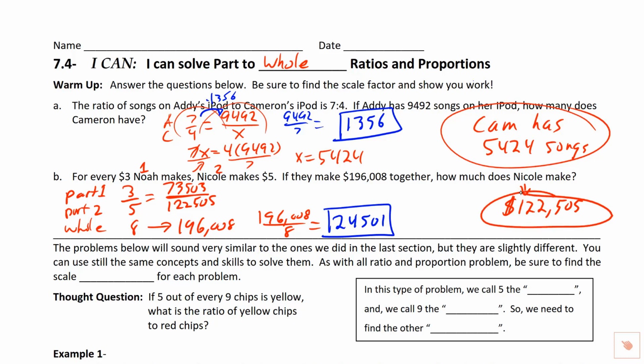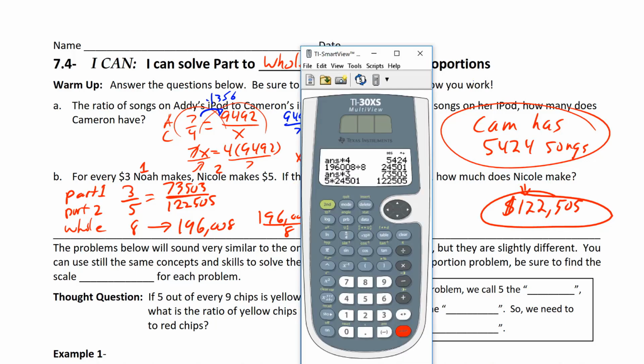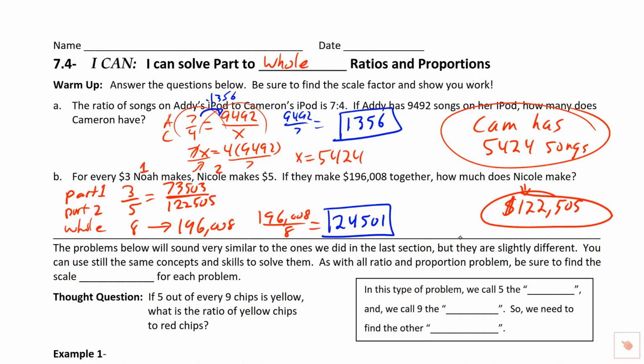So let's see. We've got that built-in double check. So let's just see if we got this right. Let's take that answer and then let's add that 73,503. And if we did that right, we should get the 196,008, which we did. Okay, so we're in good shape right there. Okay, so that's a good warm-up right there.